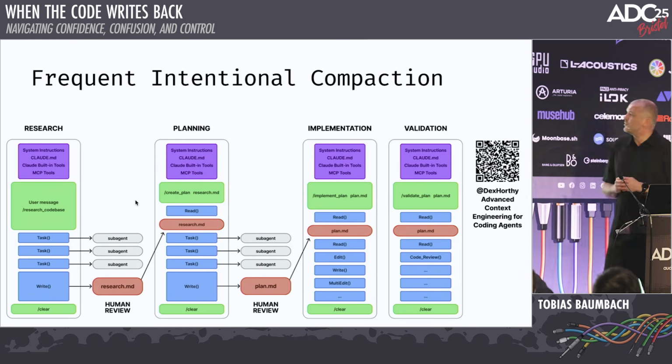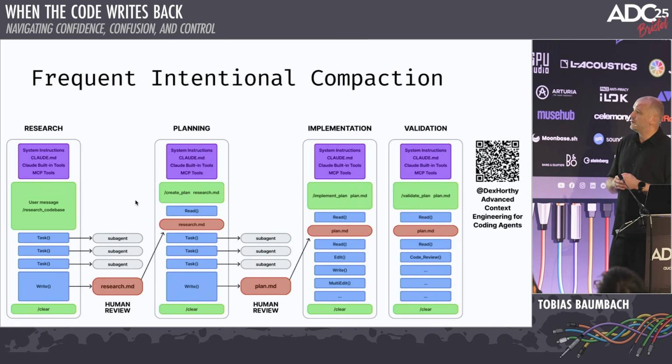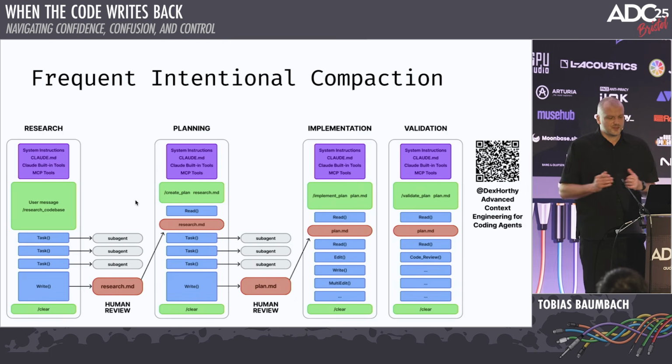So how does this work in practice? Basically, you can even download all the commands and the whole Claude setup from his GitHub. But basically, you have a couple of slash commands, one for researching the code base, which is for when you want to start a new feature and need to figure out where you need to implement this.